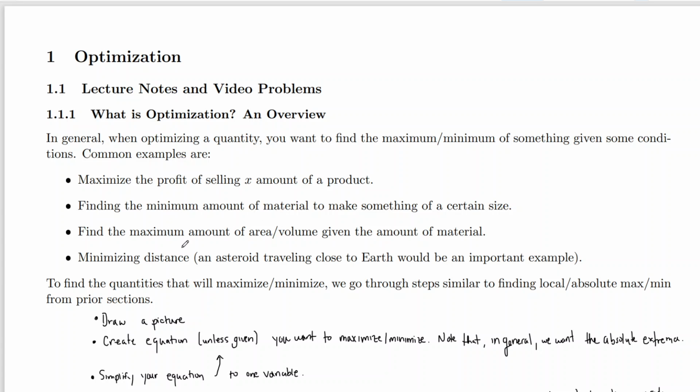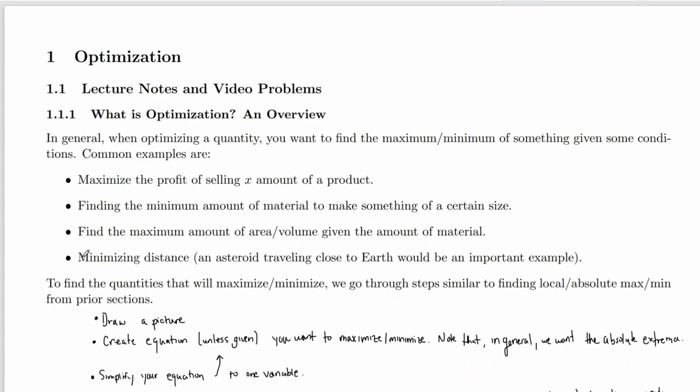On the other side of the coin, you can do the same thing. We can find the maximum amount of area given the amount of material. You can flip that and say, I already went to the store, I bought 1,000 feet of fencing, and I want to know what is the maximum amount of area I can fence in if I want, let's say, a rectangular shape.